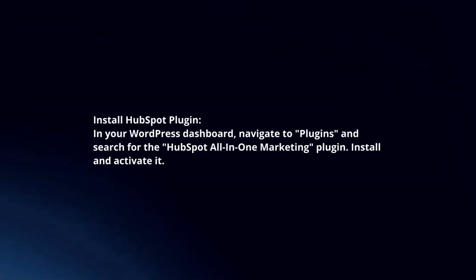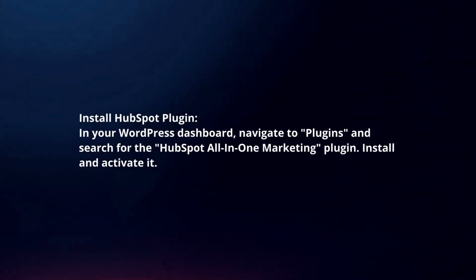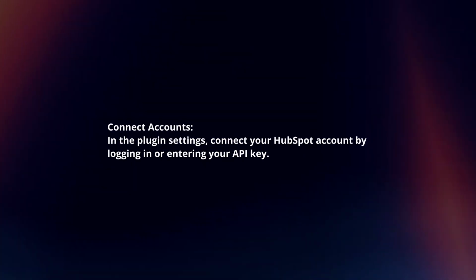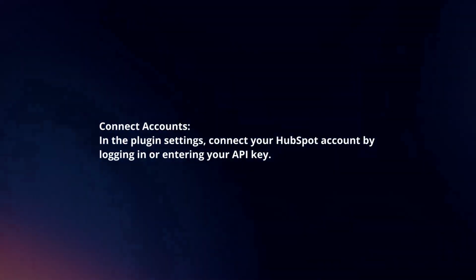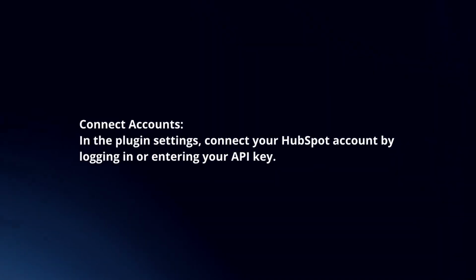Install HubSpot plugin. In your WordPress dashboard, navigate to plugins and search for the HubSpot all-in-one marketing plugin. Install and activate it. Connect accounts. In the plugin settings, connect your HubSpot account by logging in or entering your API key.